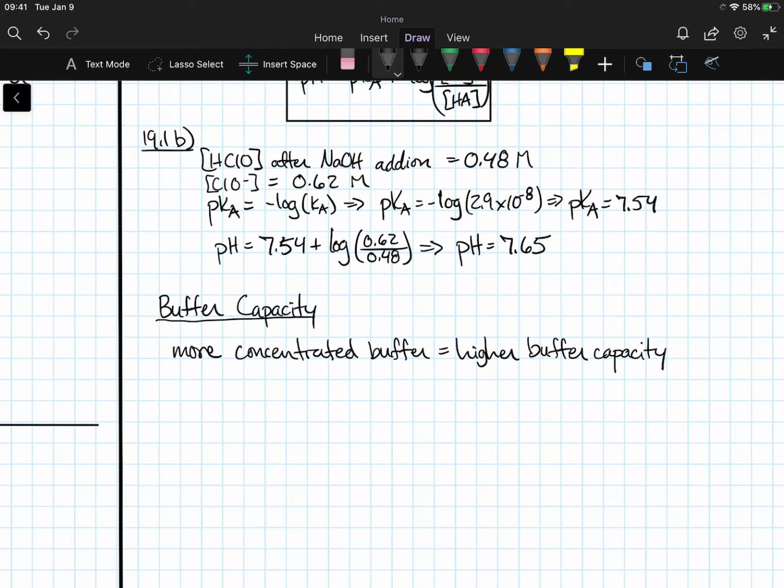And that's just saying that the more moles we have of weak acid and its conjugate base in our buffer, that means it can absorb more strong acid or strong base before we start running out of either one of those components. So we say it can absorb more moles of acid or base.